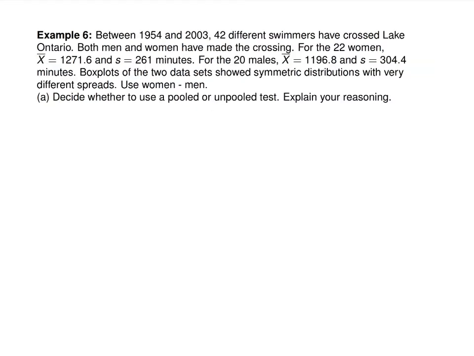All right, one more. Between 1954 and 2003, 42 different swimmers have crossed Lake Ontario. Both men and women have made the crossing. For the 22 women, the average time is 1,271.6 minutes and a standard deviation of 261 minutes. For the 20 males, X bar is equal to 1,196.8 minutes and s is 304.4. Box plots of the two data showed symmetric distributions with very different spreads. We're going to use women minus men in this case.